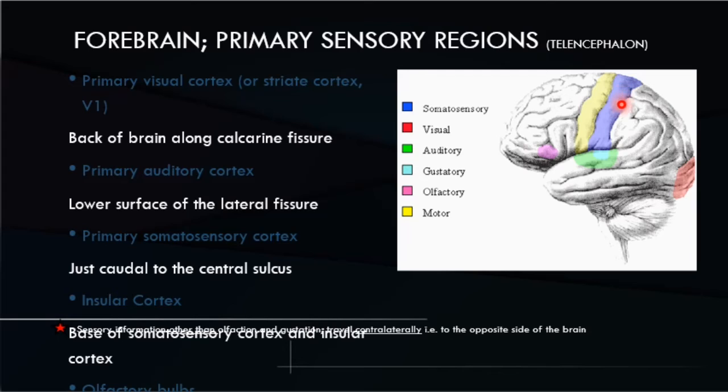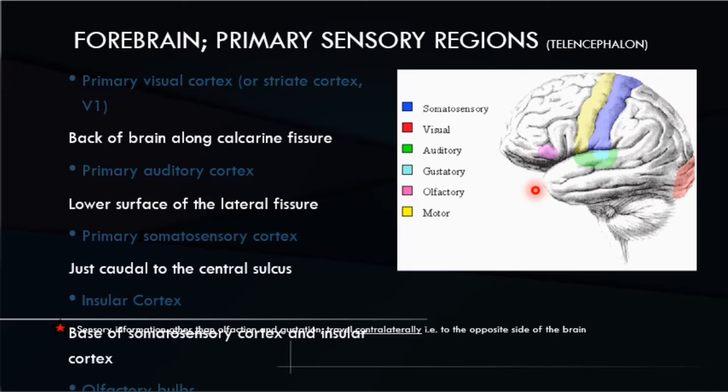Insular cortex, where we sense taste and all the eating information go, is at the base of the somatosensory cortex, and the insular cortex is over here, the little blue that you see in the green. And the olfactory bulb is ventral to the frontal lobes. So the olfactory bulbs are right here. So the sense of smell is the only one that doesn't go through the thalamus to get to the primary region in the brain that is going to receive it.